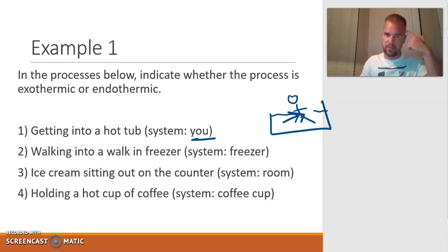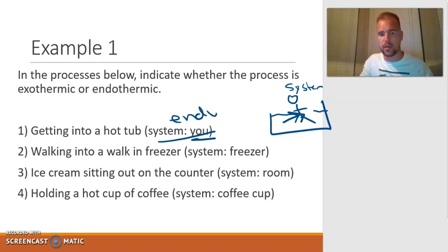Now you have to think, what was the system? We said the system was you. And so if you are the system and energy is going into you, what kind of process is that? Well, if heat is entering the system, that's endothermic, right? Go ahead and try the other 3. Pause the video, try the other 3, and then just hit play and resume to get the answers.